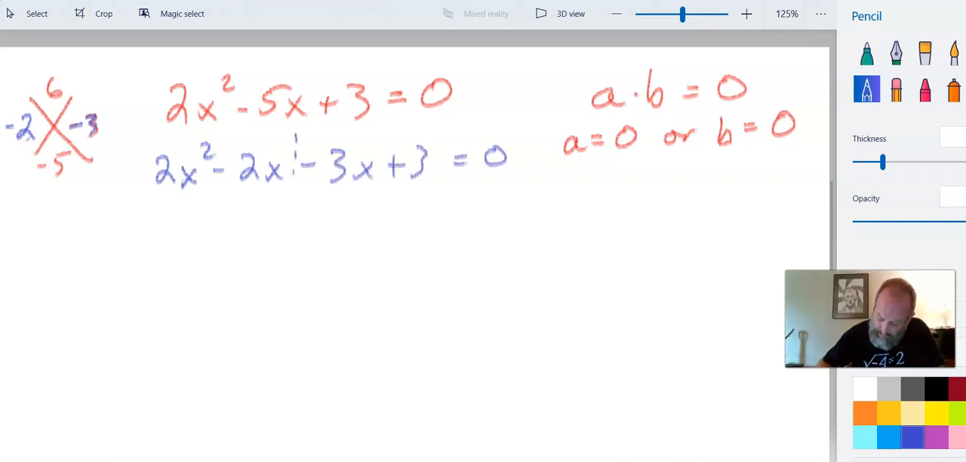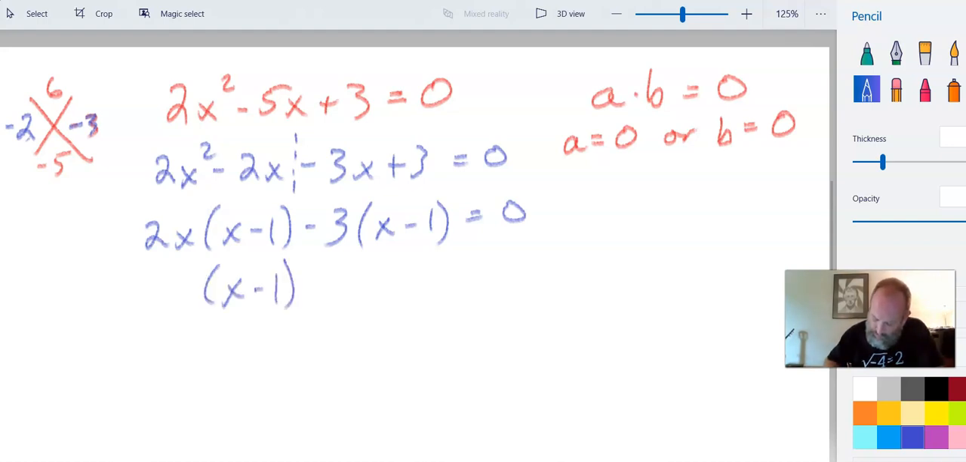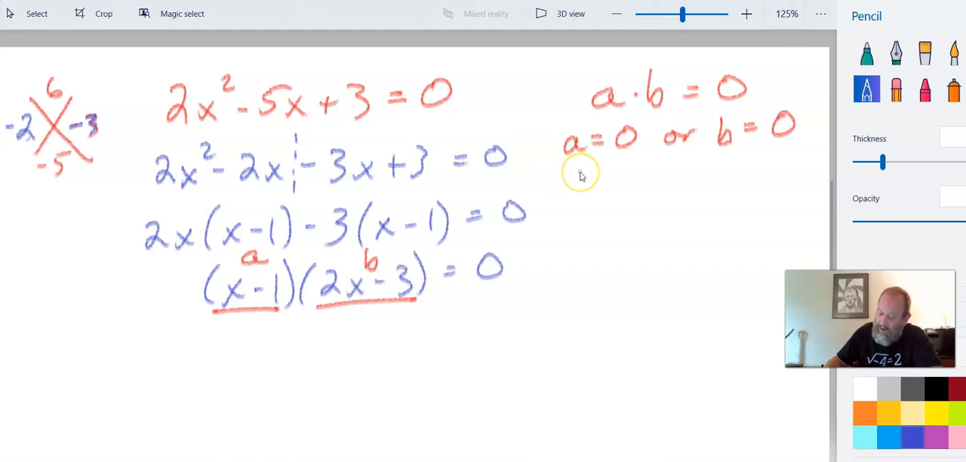And we split it. 2x is my common factor in the front. That leaves me with an x minus 1. And then over here, that's negative, so I have negative 3 as my common factor, and that leaves me with an x minus 1. So that's equal to 0. So now I have x minus 1 times 2x minus 3 equals 0. Well, you can actually think of this first term as your a and this second term as your b. So I'm just going to set each one of these things equal to 0 now.